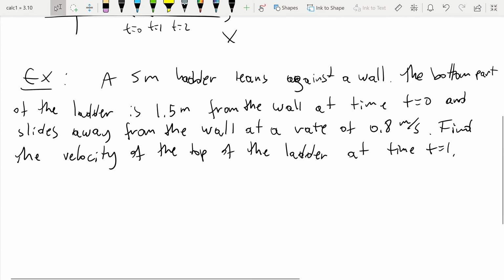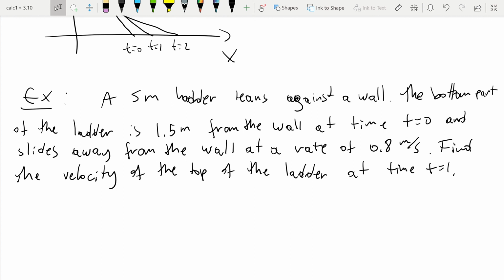Here we're given that the rate of one of the variables is 0.8 meters per second. That is the distance from the origin of the bottom part. And we have the initial position of the bottom part, which is 1.5 meters. And there's always a geometric constraint like this. It's a way of using implicit differentiation to relate two quantities and their derivatives.